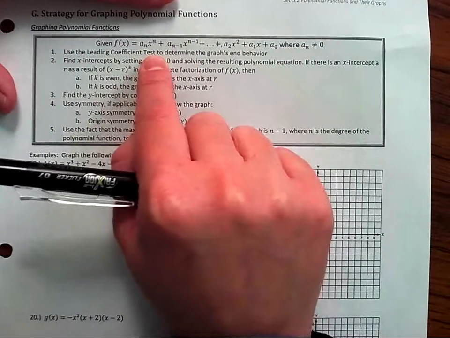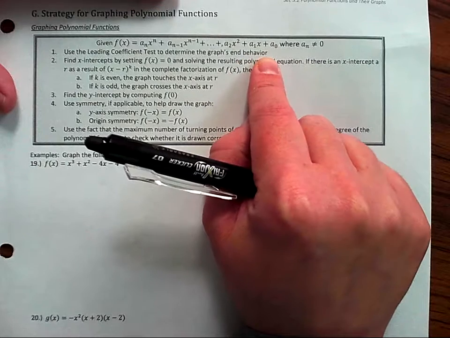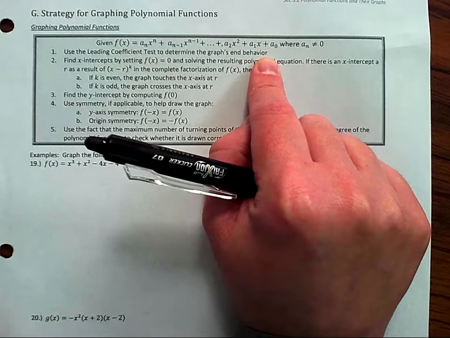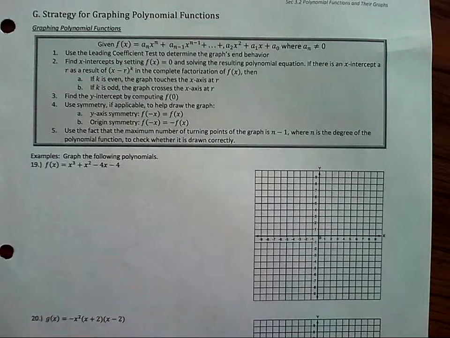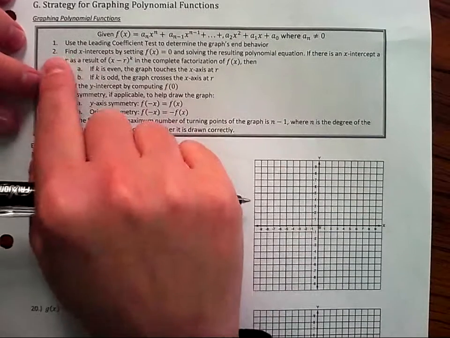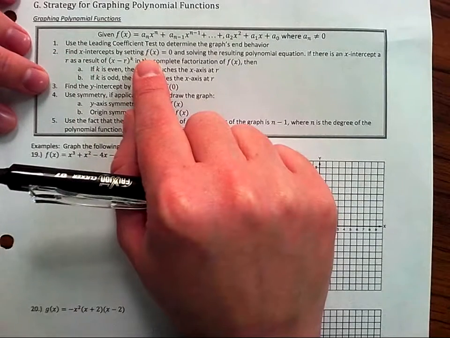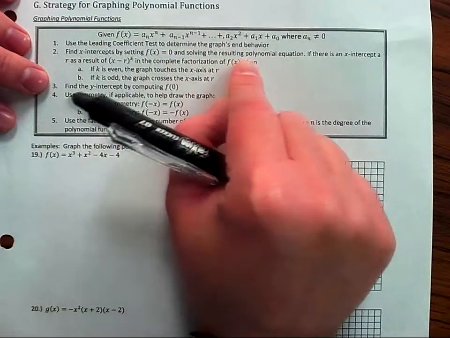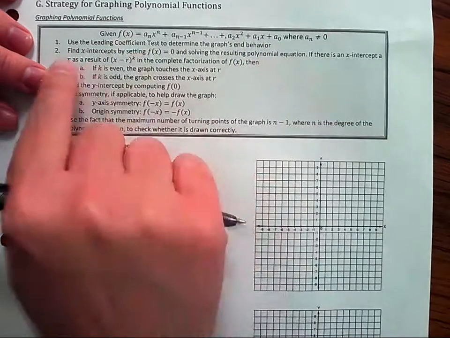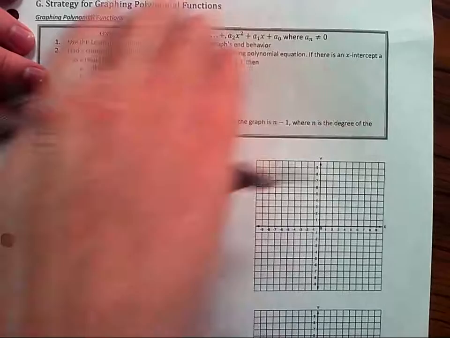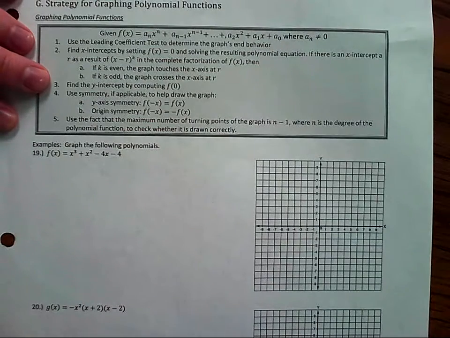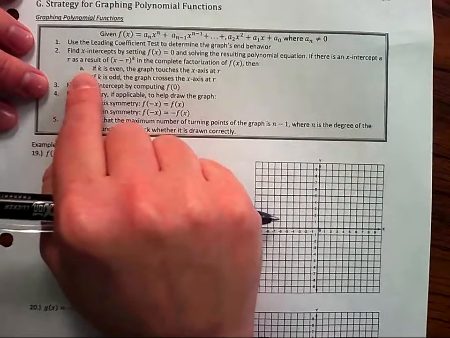1. Use the lead coefficient test to determine the graph's end behavior. That's what we did at first, right? Even degree, both pointing the same way; odd degree, pointing in opposite ways; and then we look at the lead coefficient. 2. Find x-intercepts by setting f of x equal to 0 and solving the resulting polynomial. Find x-intercepts means y equals 0, right? This is too wordy. I'm going to change it for next time.